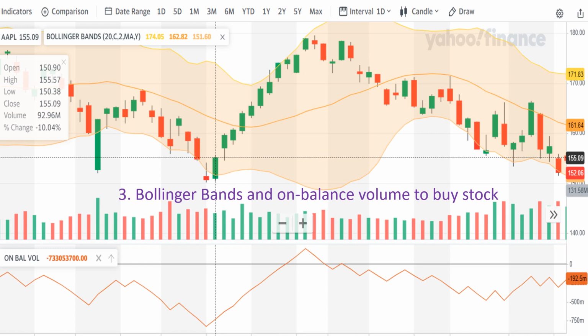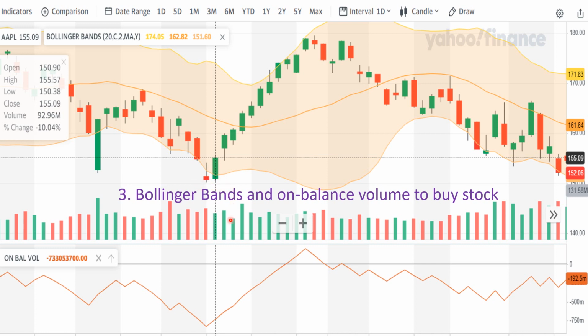Now, first we have to watch for the stock to trade outside the lower band. You see the price is coming down, exiting the lower band and trading outside the lower band, which indicates a bearish signal and the stock is in an oversold condition.